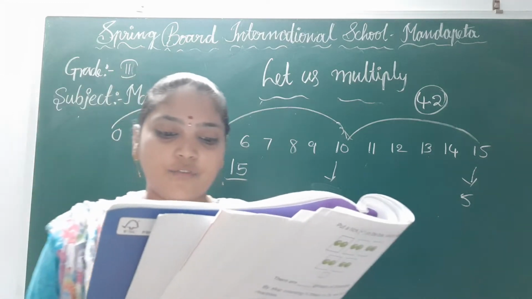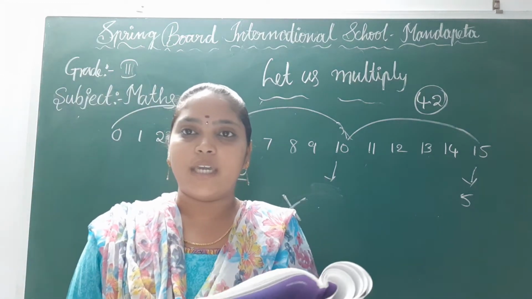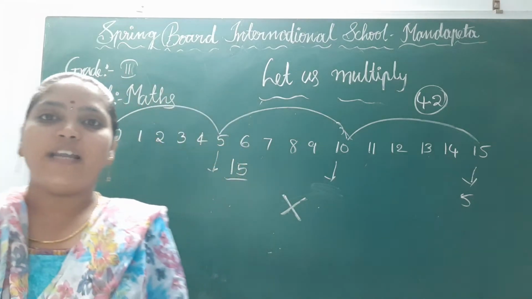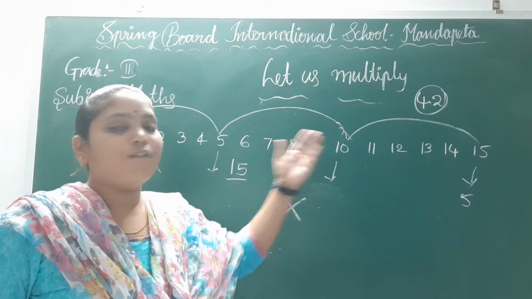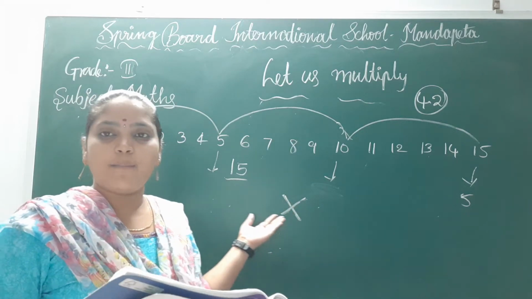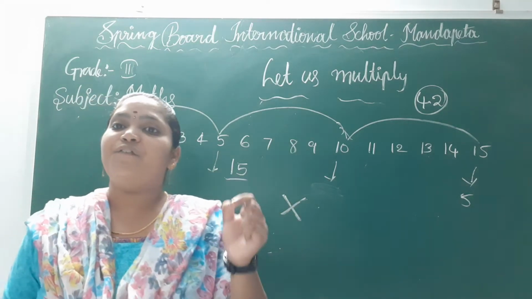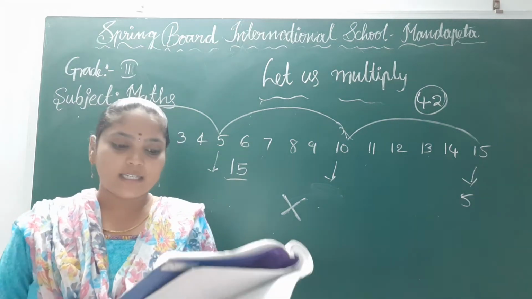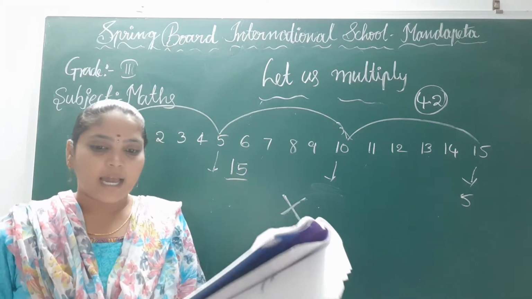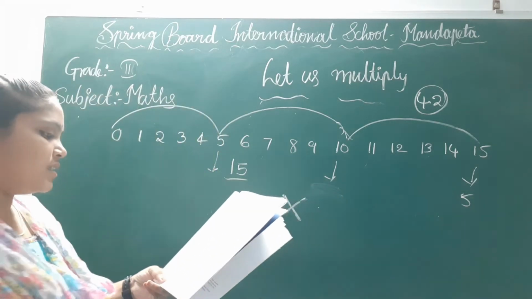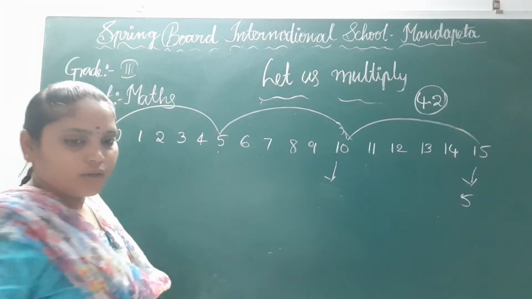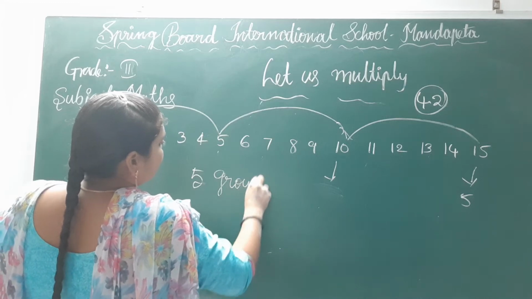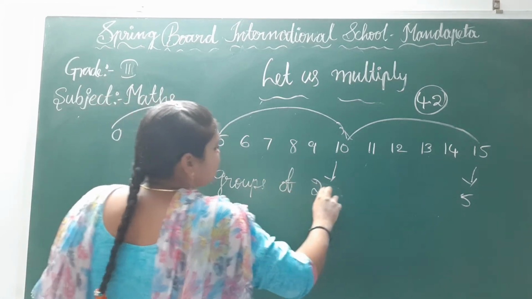The answer that we get is called the product. Okay, the answer of a multiplication sum is called the product. For example, 3 groups of 5 boys is 15. Here 15 is called the product. This is the answer. So 15 is called the product. We write 5 groups of 2 marbles as 10.